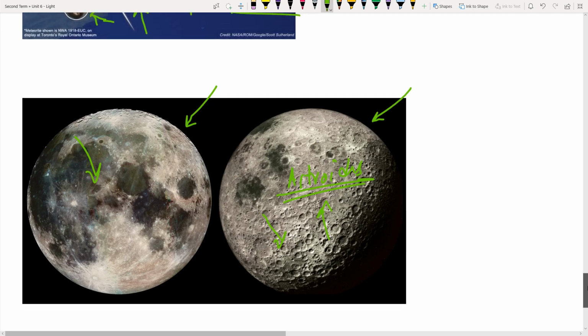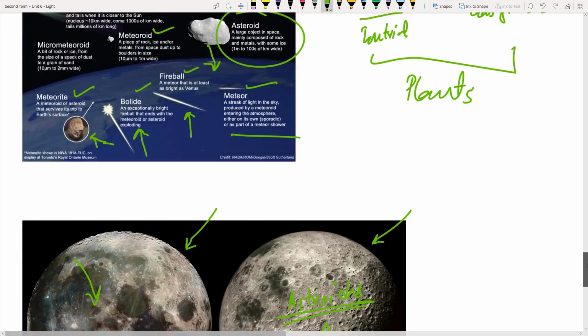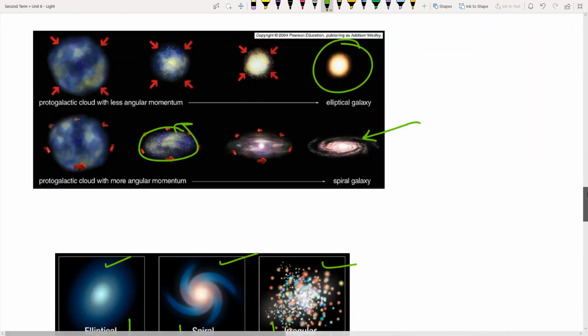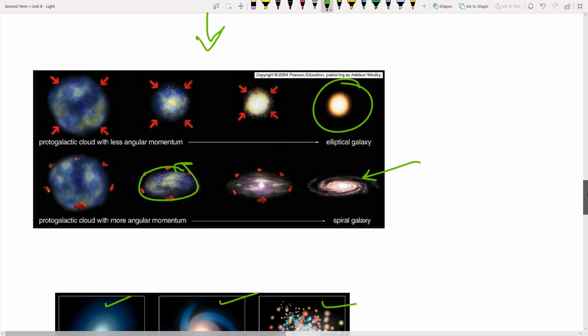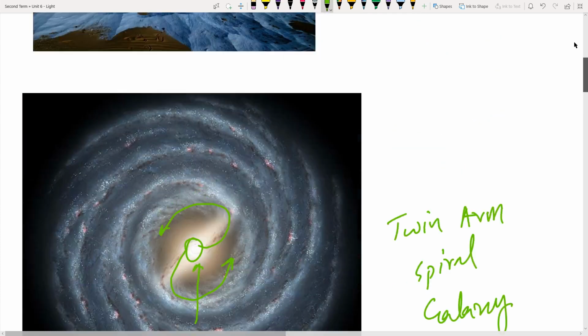Space rocks, big space rocks, which fall onto the surface of the moon. Right, the moon is protecting us, so that's why the moon is important. So we'll be discussing this in year 8.